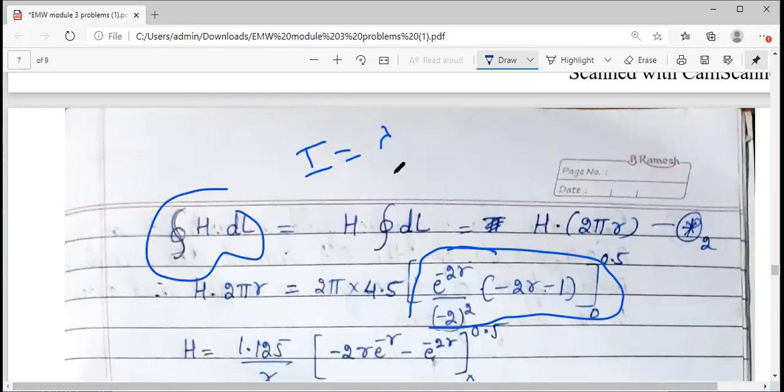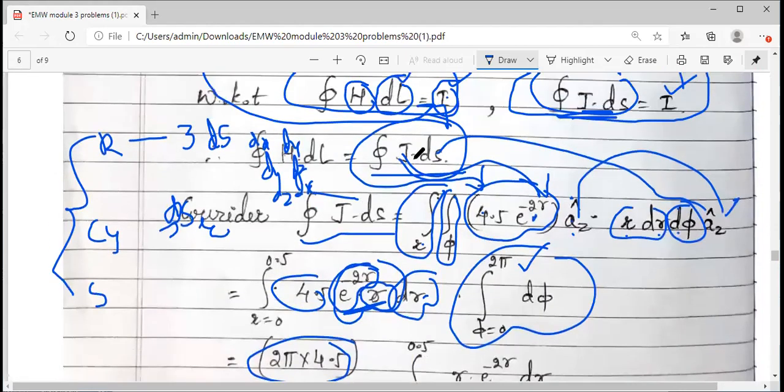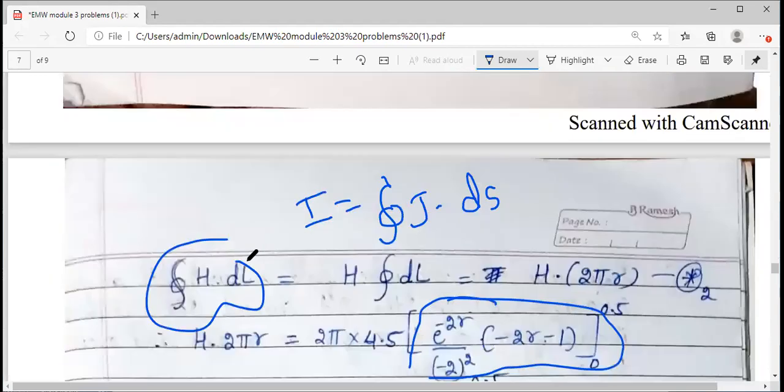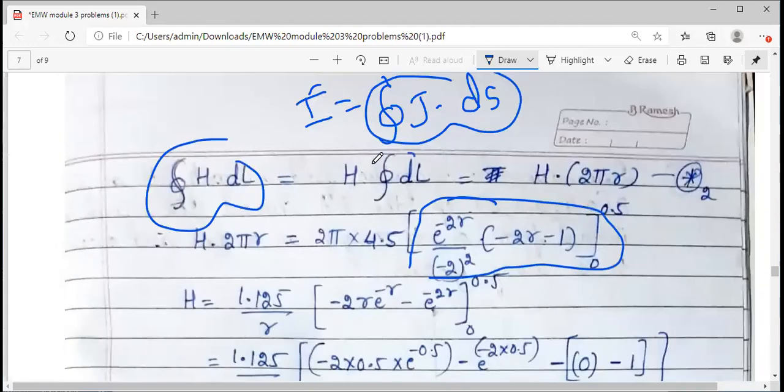And I is in turn equal to J dot ds. Just the previous page formula I'm recalling, J dot ds. So this value just now we have got, that is I. And what is H into dl? H taking outside. What is the line integral? That is the total circumference. The perimeter is 2 pi r, 2 pi r for the circular path. So it is 2 pi r into H. So H into 2 pi r is equal to 2 pi into 4.5.